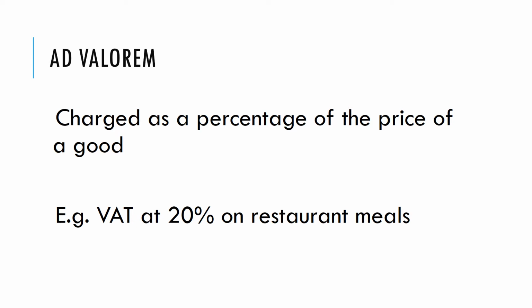Whereas an ad valorem tax is charged as a percentage. So when you sell something to a customer in a restaurant, whatever it comes to, maybe $10 or euros, you have to add on 20%. So the final price will be $12 or euros.